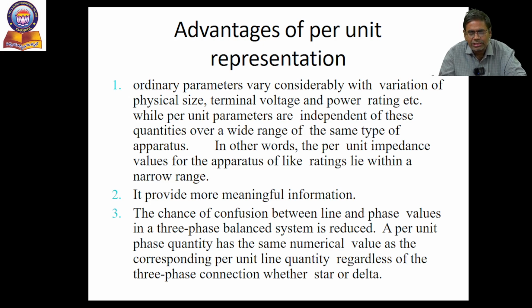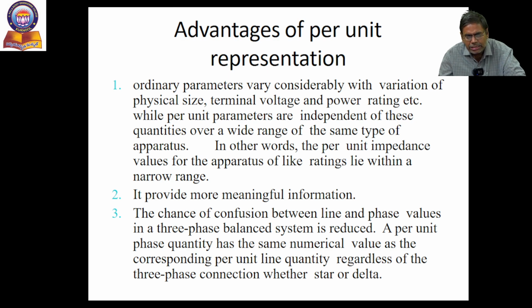Advantages of the per unit system. The major advantage is that calculations become very simple. The second is that there is less chance of making mistakes, for example in the calculation of phase quantities or line quantities. Another most important advantage is that the per unit impedance of the transformer is the same whether referred to the primary side or to the secondary side.